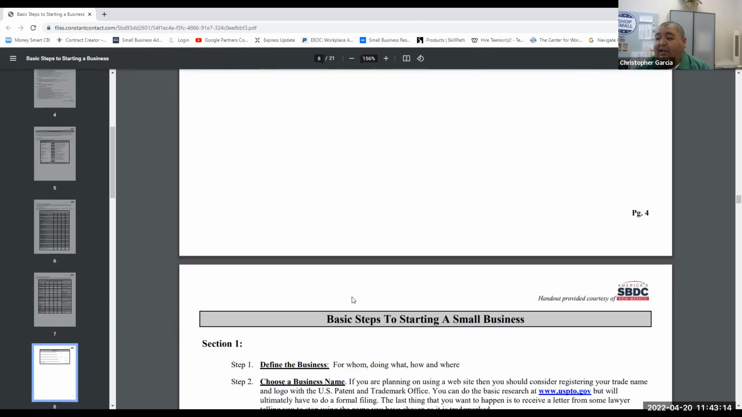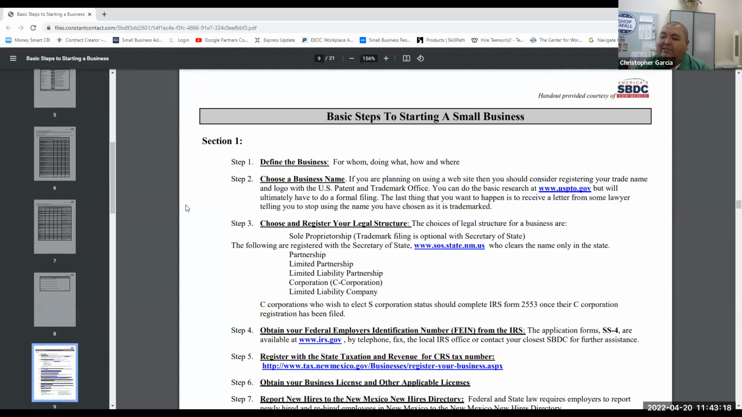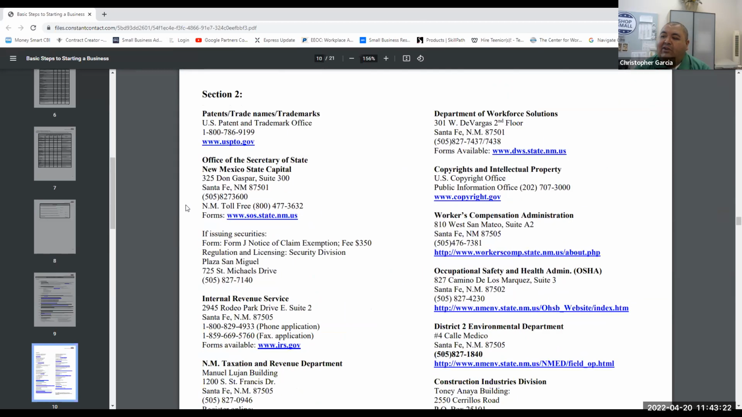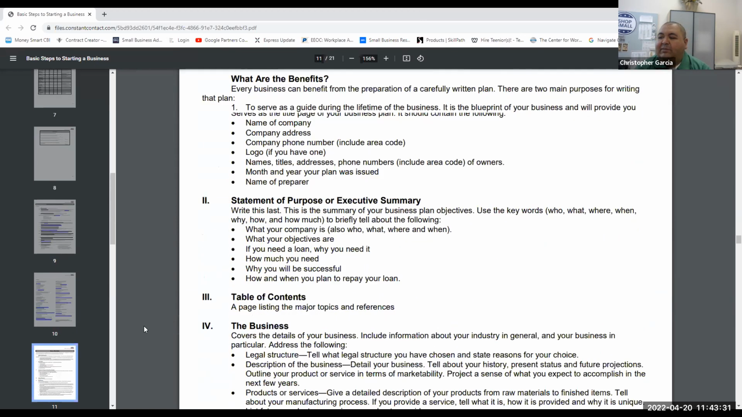A recap of the costs, and then of course the document on which this webinar is based, the basic steps to starting a business. And then on the back of that sheet is our contact information for agencies you may need to contact when starting a business. And then there's a business plan outline.